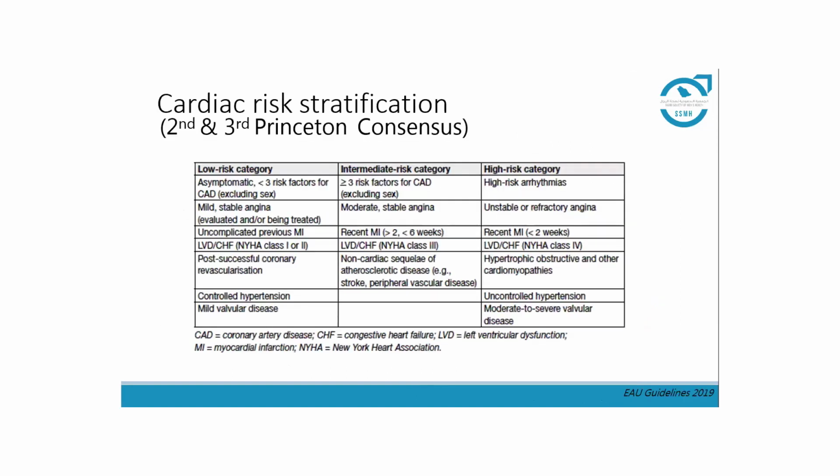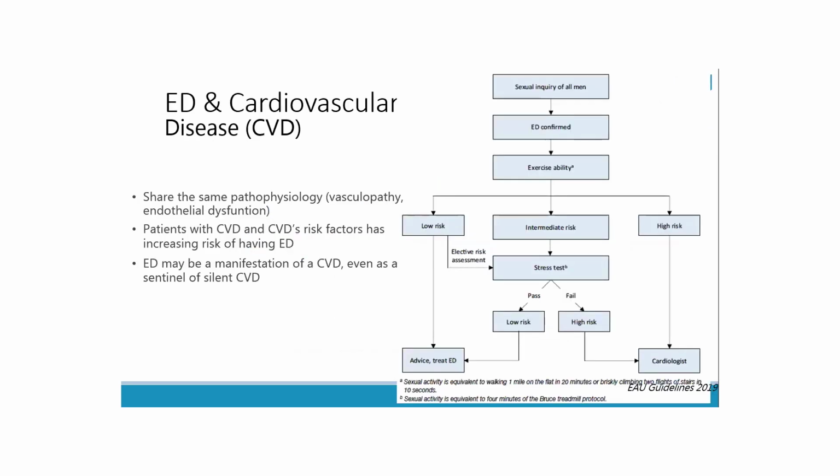The fourth component is the cardiac risk stratification. The Princeton consensus has divided cardiac patients into low risk, intermediate risk, and high risk. Why is it important to know these risk groups? Basically because erectile dysfunction and cardiovascular disease share the same pathophysiology. Risk factors for patients with coronary artery disease and cardiovascular diseases are the same as for patients who have erectile dysfunction. And in 30% of the cases, cardiovascular disease may manifest initially as erectile dysfunction.